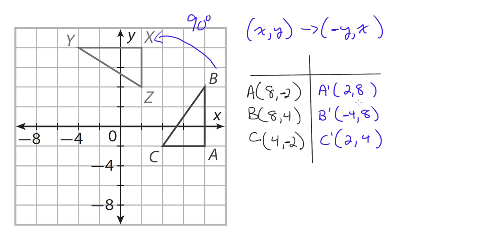So let's take a look at where these points end up. A prime would be at 2, comma, 8. So that's right here, exactly where X is. B prime would be at negative 4, comma, 8. So here's negative 4, 2, 4, 6, 8. That's exactly where Y is. And C prime would be at 2, comma, 4. Exactly where Z is. So we see that triangle ABC maps perfectly on triangle XYZ.